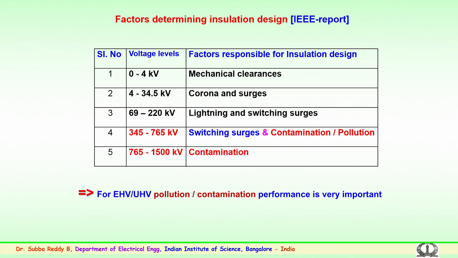So, the insulation engineer has to take care of the switching surges and the contamination or pollution up to 765 or 800 kV. Further, ultra high voltage insulation design mainly depends on the contamination aspects. The contamination or pollution is a very important aspect to be considered for the design above ultra high voltage. So, for EHV, UHV, that is extra high voltage or ultra high voltage, pollution or contamination performance is a very important aspect for the design of line insulation, and we will be looking into this contamination, how serious it is, how it happens, the physics behind the contamination.